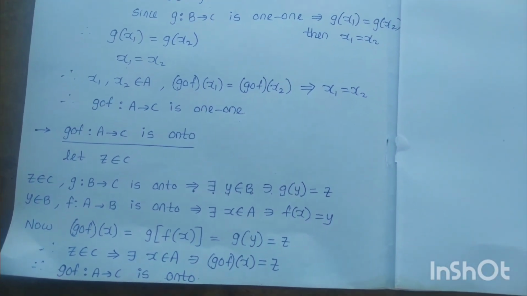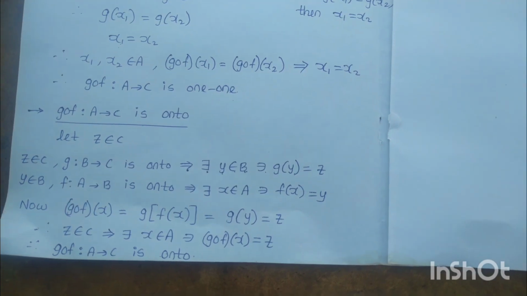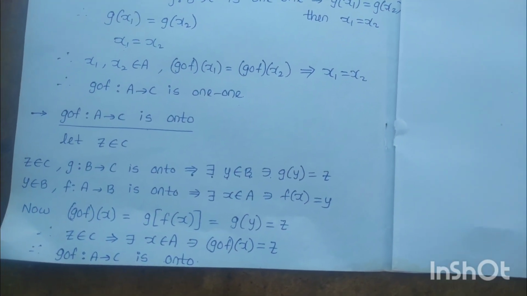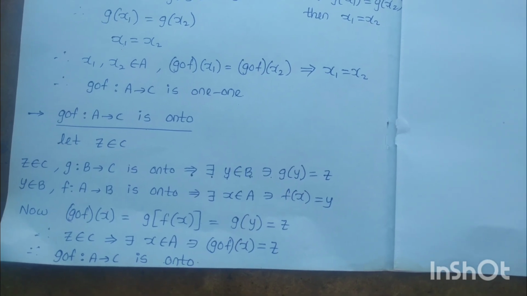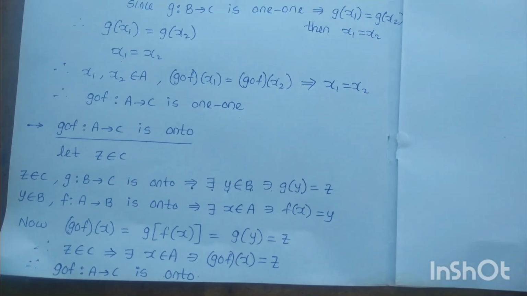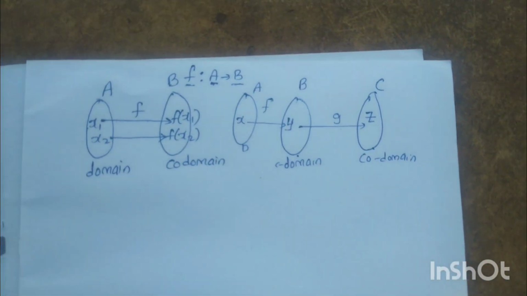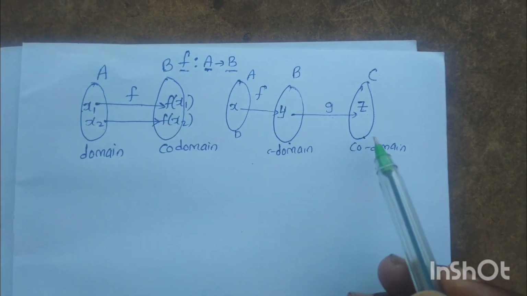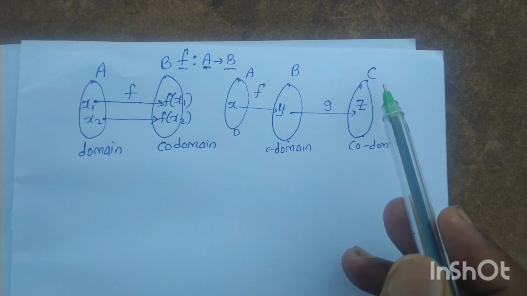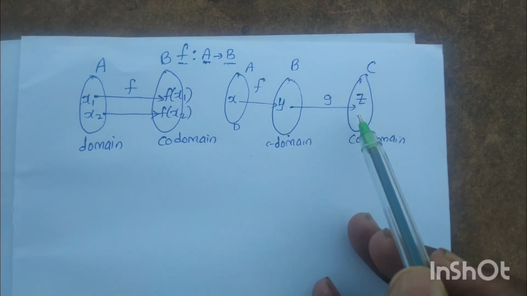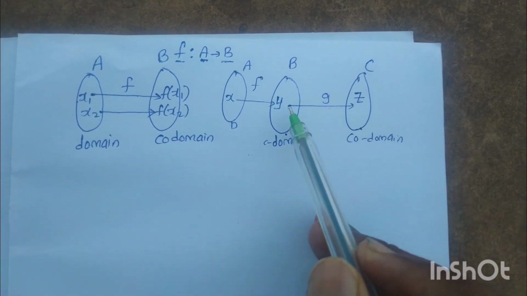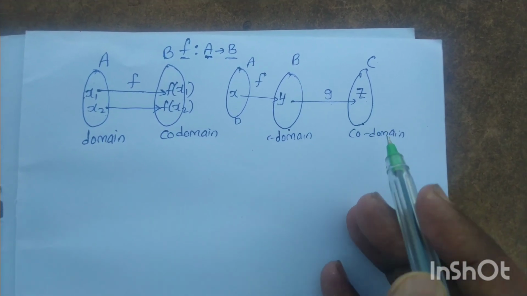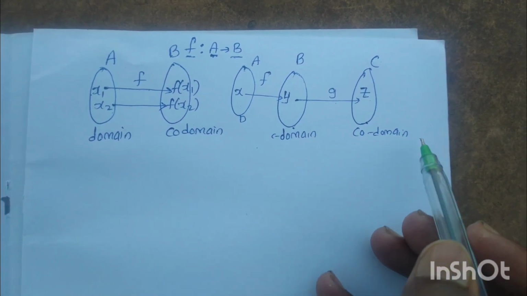Understood? And one more condition is what? One more condition is range should be equal to codomain. Then only we can say that any function is an onto function. Range should be equal to codomain. Now if you carefully observe here, how many elements are there in this codomain C? Only one element. This one element is mapped to this y, that means this y is mapped to this z. That means the number of elements in the codomain is 1.